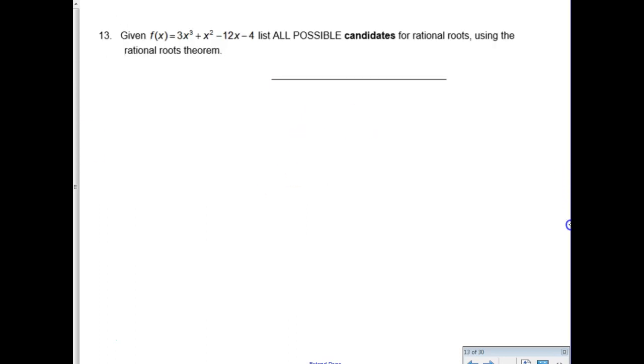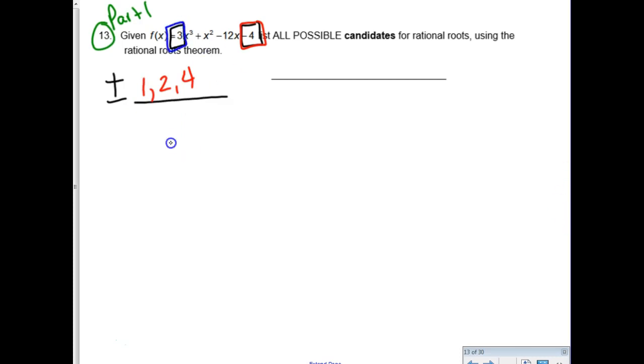Alright, this is on part 1 of your test, the possible rational roots. So what you do is you look at the coefficients, the leadoff coefficient, and then the constant part of the coefficient. And the rational root theorem is positive and negative, and then first all the factors of your constant. So don't worry about the sign there, just the 4. So your factors of 4 are 1 and 2 and 4. And then in the denominator of that possible list is all the factors of 3, so 1 and 3.